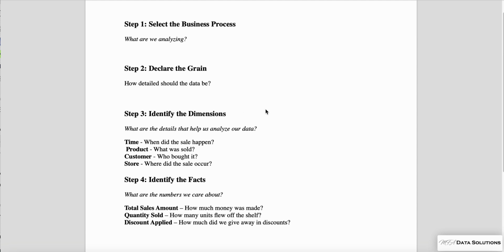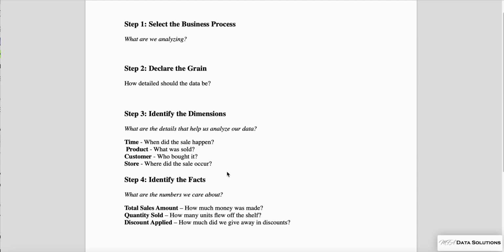Step 3, identify the dimensions. What are the details that help us analyze our data? Basically, if the facts are the what, then dimensions are who, what, when, where, and how. They give context to our numbers. Think of dimensions as filters that you slice and dice the data by. Some of the common dimensions are time, when did the sale happen; product, what was sold; customer dimension, who bought it; and store, where did the sale occur.